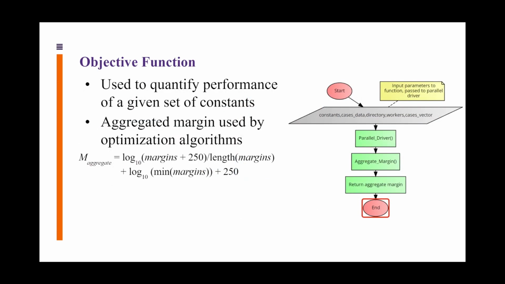So as mentioned, the objective function is one of the most important parts of the project, and that is used to quantify the performance of a given set of constants. It does this by aggregating the margin, using the formula in the bottom left there. And this was essentially how the optimization algorithms in the top level driver would know how well they're doing. They would evaluate their performance using this objective function, and then they would use whatever method they use to try a different set of values.